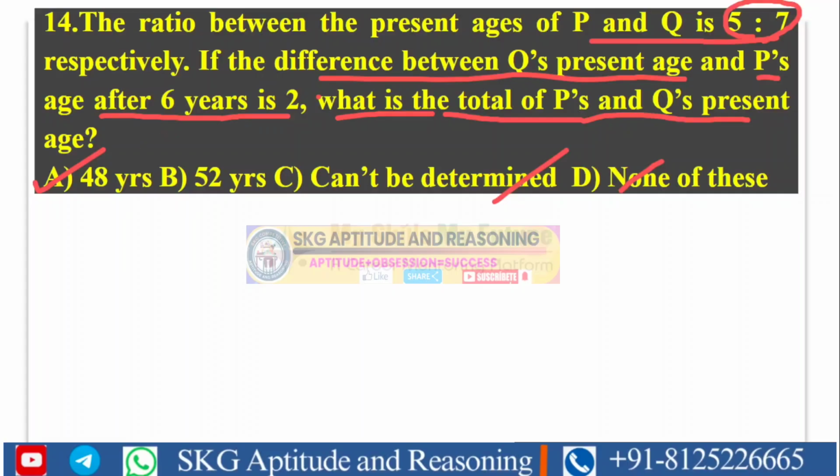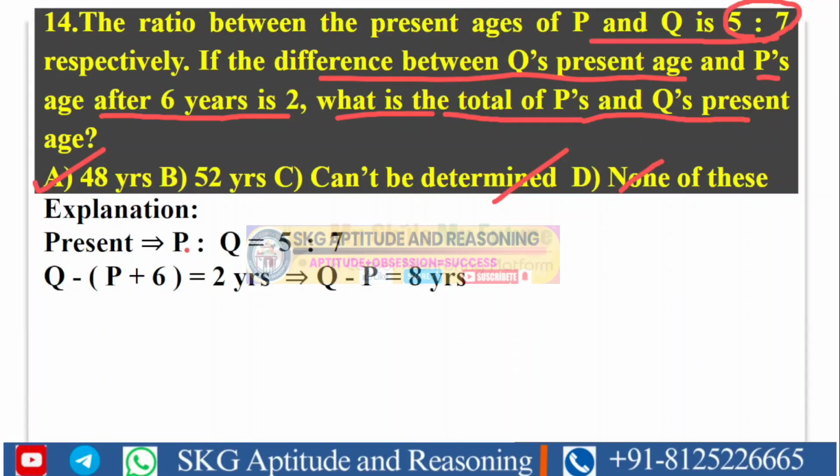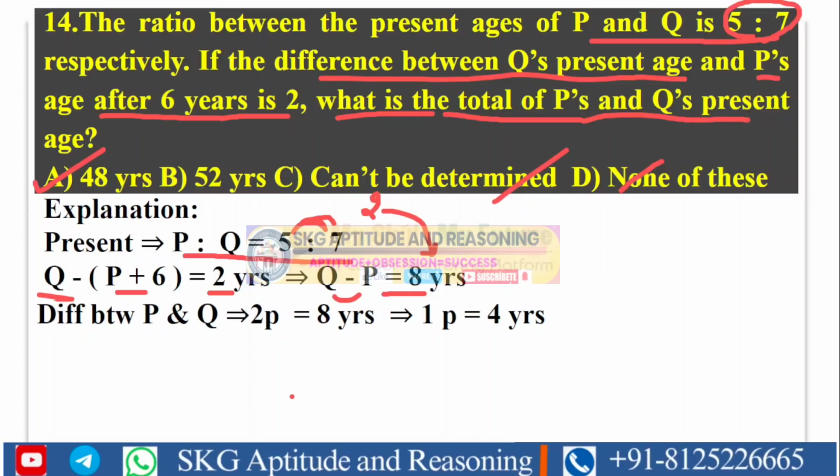Okay, let us see how to solve this question in a detailed manner. The present ages he gave as 5 is to 7, and here he gave one more point: the difference between Q's present age and P's age after 6 years is 2 years. If we solve that, Q minus P is 8 years, which means the age difference between Q and P is two parts. That two parts will be equal to 8 years, which means one part will be equal to 4 years.